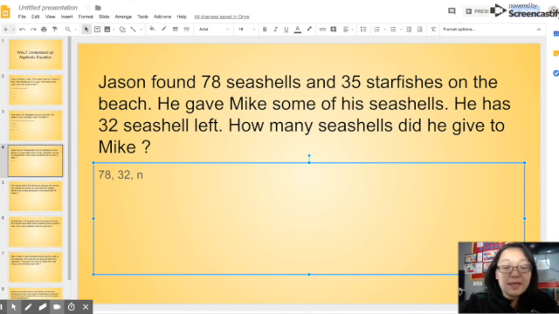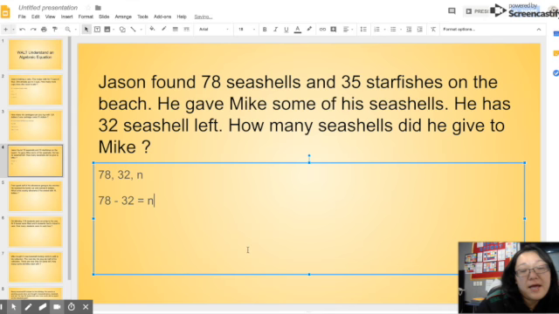So, well, he had 78 to start with. Then he got rid of 32. And the final answer is n. So with this one, it's actually, again, quite a simple question. But the thing to remember is when you're doing a word problem, to really think about what it's asking and be aware that not all the numbers given to you might be useful.